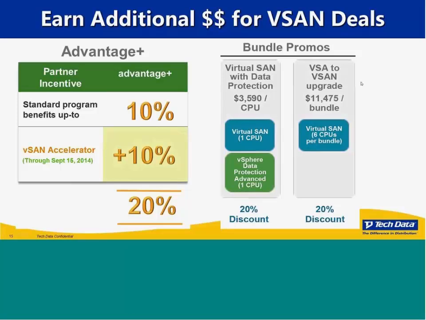And the bundle promos for if you were using the storage appliance and you've decided to upgrade to vSAN, again, they aren't the same thing. vSAN has a lot more powerful features, as Noel described. You're looking at an upgrade of $11,475 for the bundle. That gives you 6 CPUs per bundle, and with a discount on that too. So that's how you can make a bit of the extra margin.